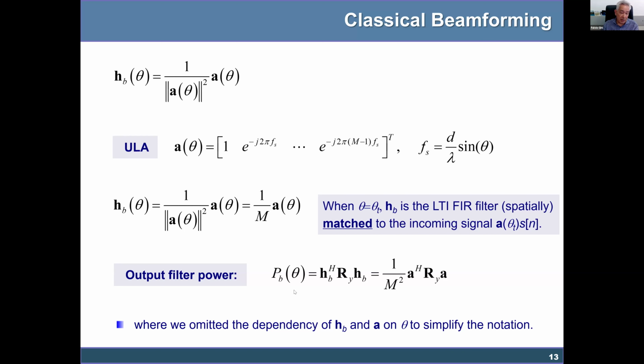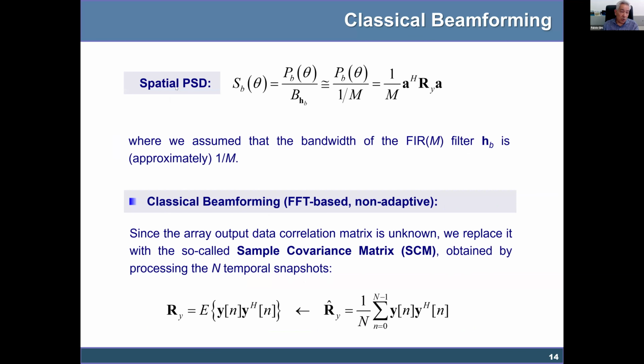And you can calculate the output of the classical beamformer. So you go back to the previous expression, this one, you replace HB with this, and you find the output, the power at the output of the classical beamformer. Obviously, A depends on theta. If you want to calculate not only the power, but the spatial power spectral density, so the density of power, basically you have to divide by the bandwidth of the filter.